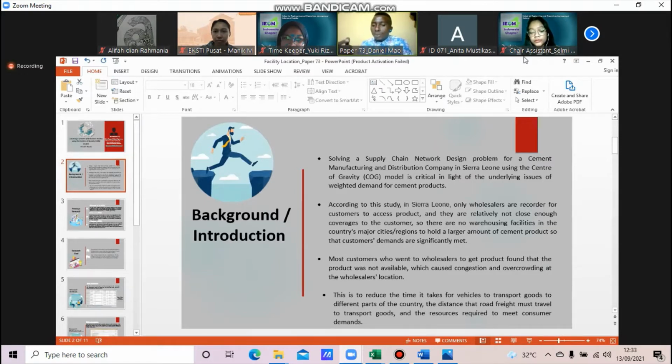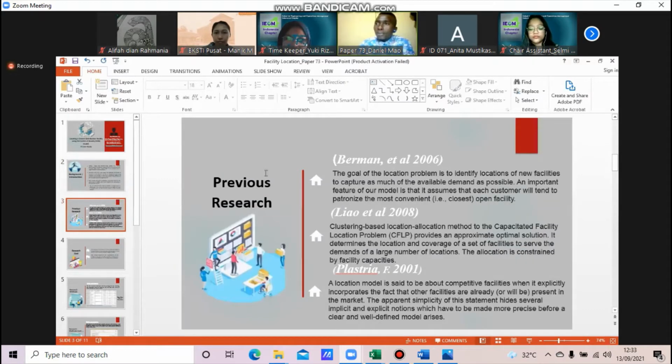In this case, most customers who went to wholesalers to get products found that the product was not available, which caused congestion and overcrowding at the wholesalers' locations. This is basically to reduce the time it takes for vehicles to transport goods to different parts of the country, the distance the road freight must travel from one location to the other, and the resources required to meet customer demands. This is the background of this research.